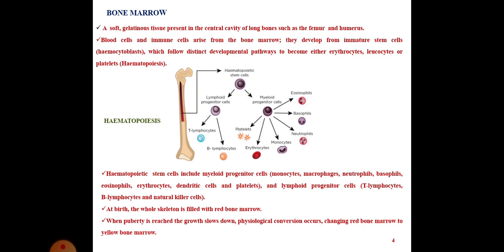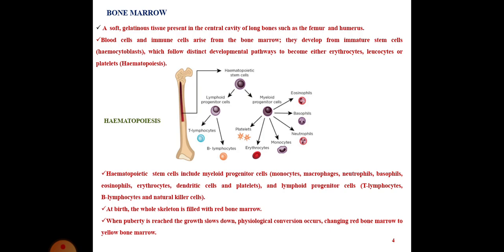Next we see about bone marrow. It is a soft gelatinous tissue present in the central cavity of long bones such as the femur and humerus. The blood cells and immune cells arise from this bone marrow. They develop from immature stem cells known as hemocytoblasts, and then follow distinct developmental pathways to become either erythrocytes, leukocytes or platelets. This process is known as hematopoiesis.